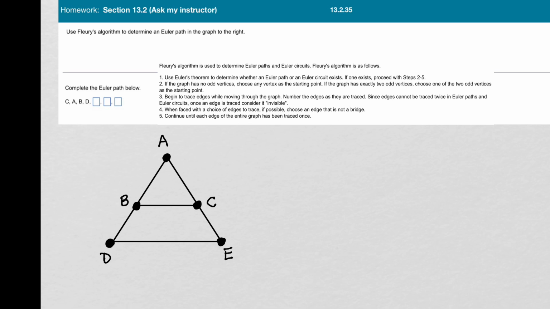So I'm going to find the degree of each vertex. Vertex A has degree 2 because there are 2 edges coming into that vertex. Vertex B, we have 1, 2, 3 edges. So that is degree 3. C is the same. That's also degree 3. And then D and E are both 2. Since there are 2 odd vertices, that tells us that there is an Euler path, but no Euler circuit.